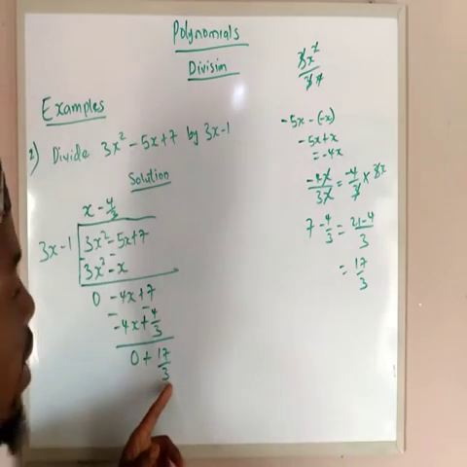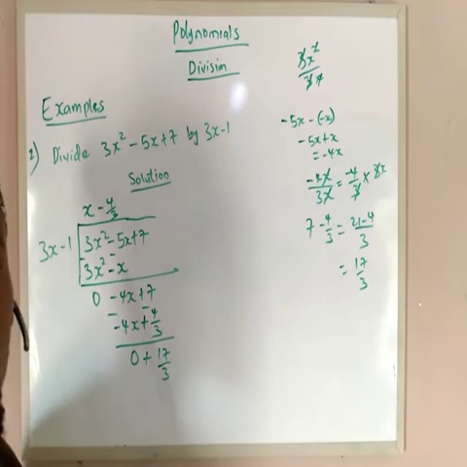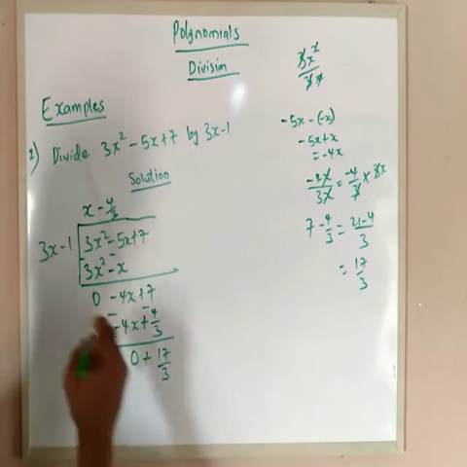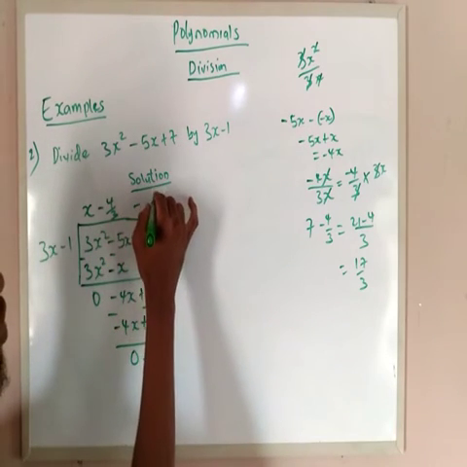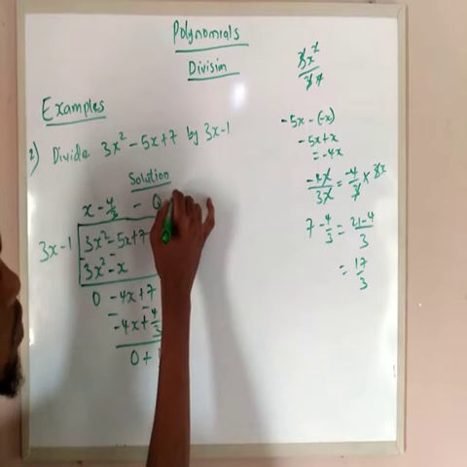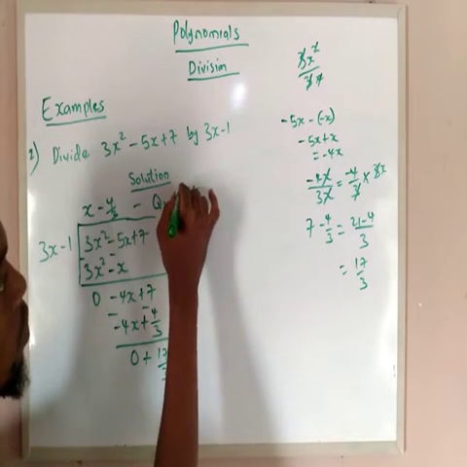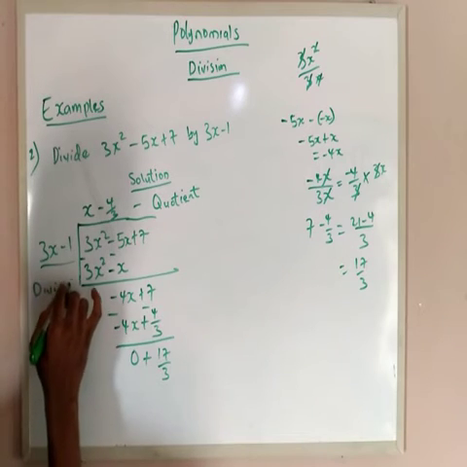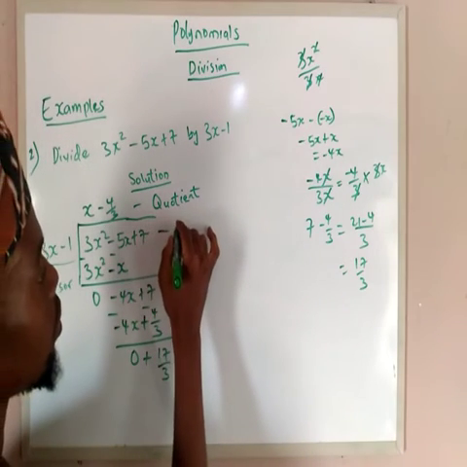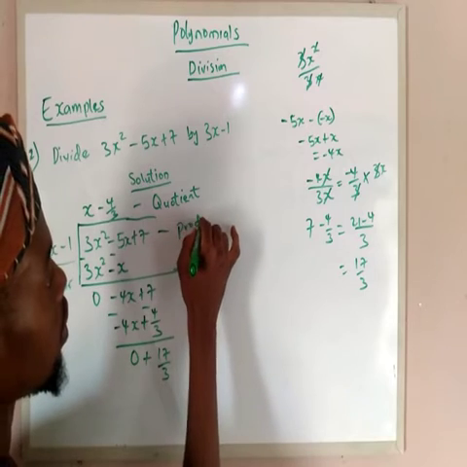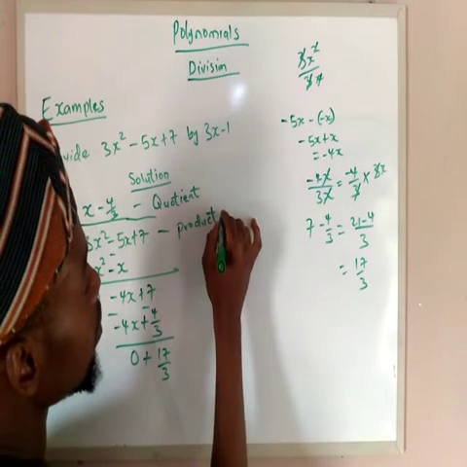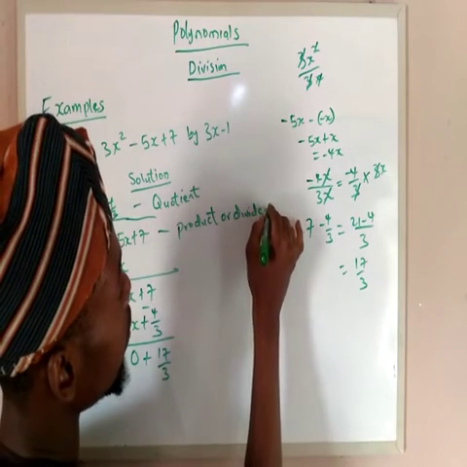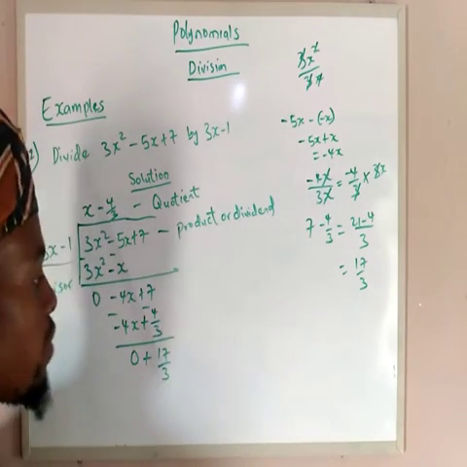There is no term in x here again, so there is nothing we can do again. We leave our answer like this. So, as we have known before, this is our quotient. This is our divisor. And this is our product, or we call it dividend. That is what we want to divide.